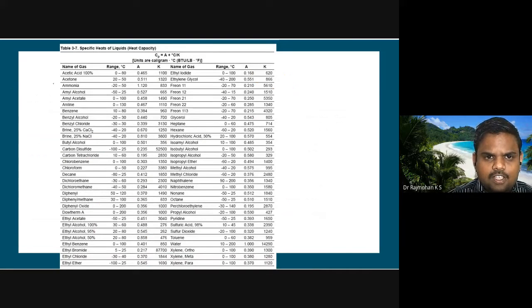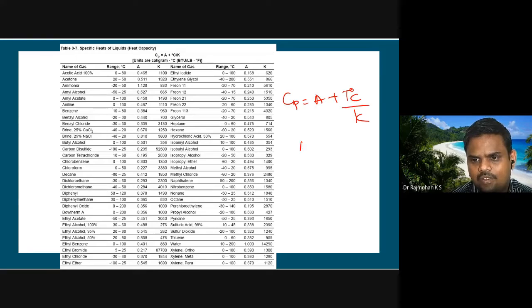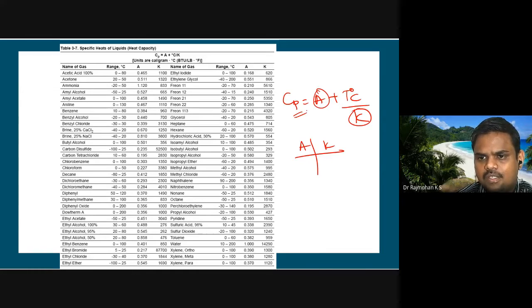If you look at chemicals, the specific heats of some liquids are given over a temperature range by an equation: Cp equals A plus the temperature divided by K. We have data for A and K, so if you substitute the values of A and K, we get the Cp value of the liquid.